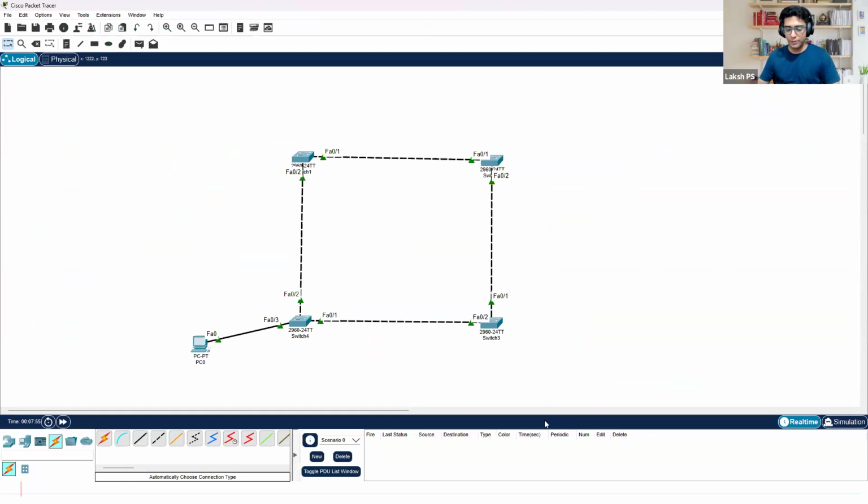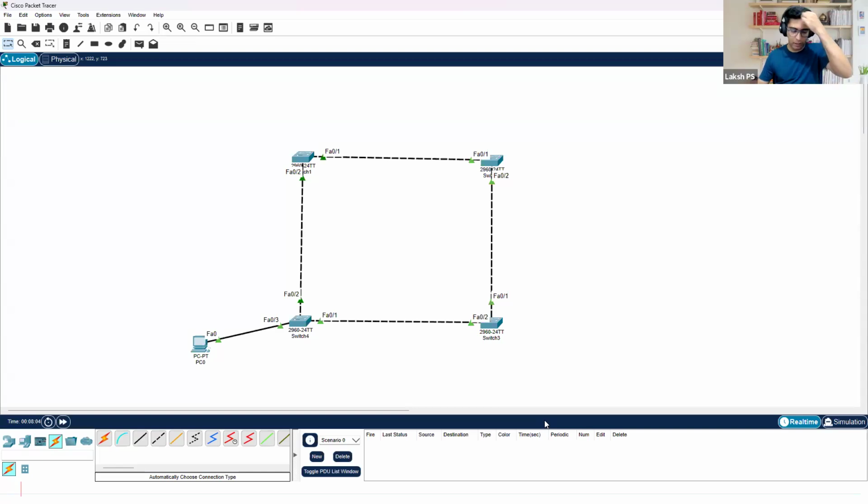Simple definition of a loop. If someone asks you what is a loop, tell them, if you see the same MAC address on two different interfaces of a switch, then there is a loop. Simple. You don't have to explain the whole broadcast storm scenario, that CPU utilization will increase and so on. Just tell them if the same MAC address is received on two different interfaces of a switch, then there is a loop in the network.